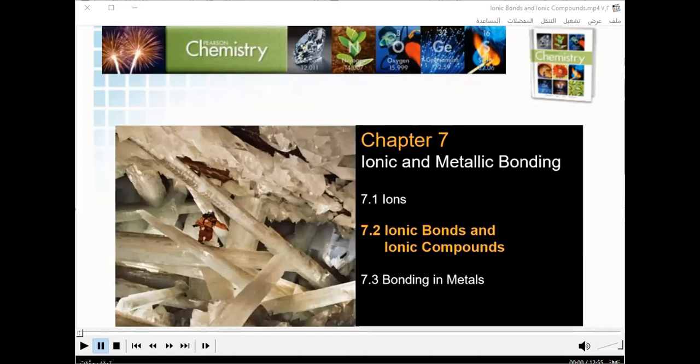Ionic compound, Mister: an ionic compound is a chemical compound composed of ions held together by electrostatic forces termed ionic bonding. Where is your textbook, please? Mister, it's with me, but that's another definition I wrote. Okay, open your textbook, chapter 7, section 2.